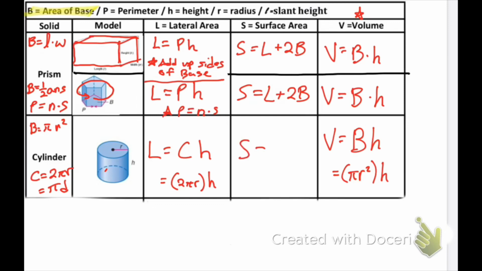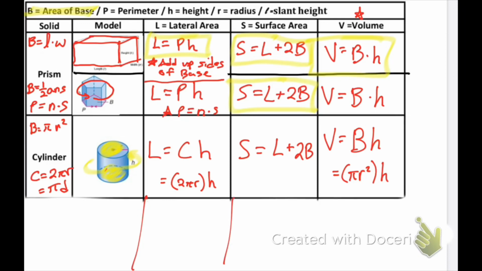For the surface area, I'm going to take the lateral area plus 2B. I'm going to take both areas of the bases and then add it to the lateral area. And that will give me the total surface area, the total area of all the surfaces. So these formulas, these are both the same. Make sure you memorize those.